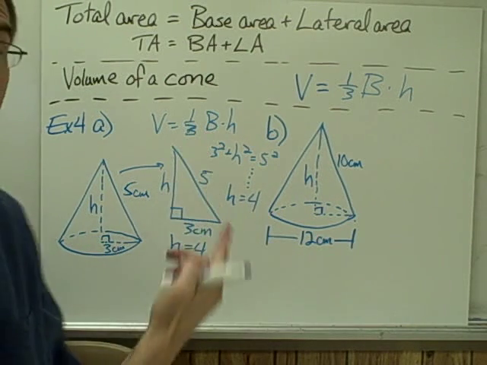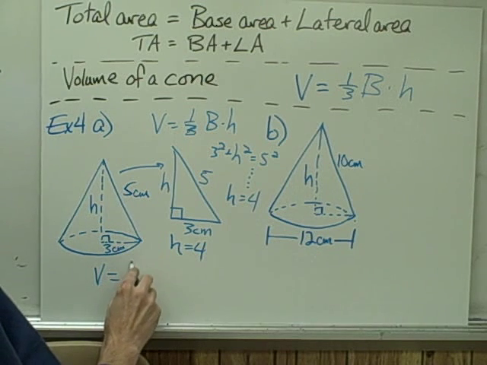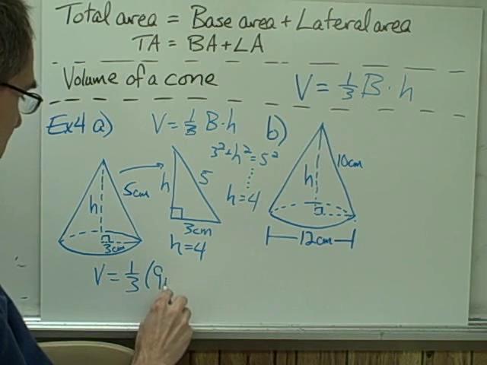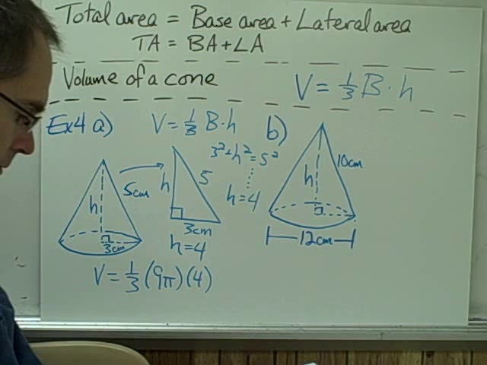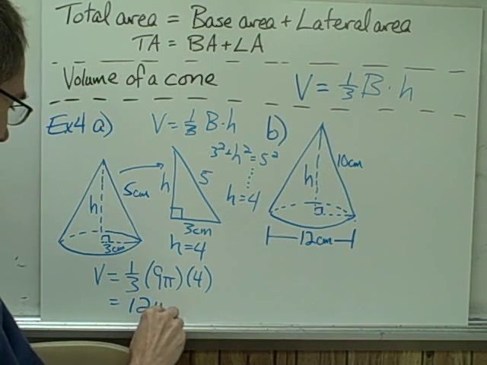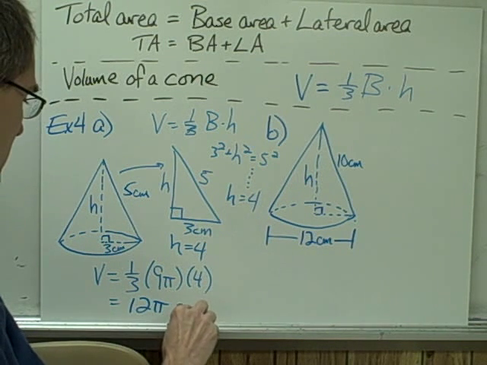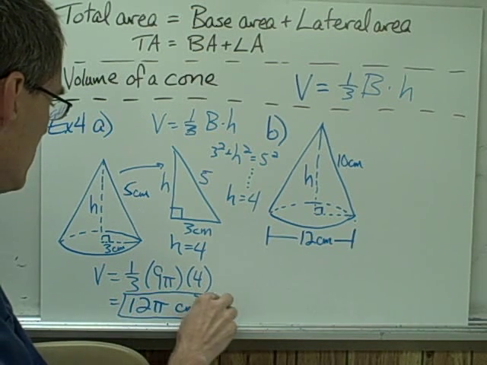I know the area of my base because I calculated the base area back in example 1. So I can calculate the volume. 1/3, my base area was 9 pi, my height is 4. And that gives me 12 pi. And this is volume, so I've got cubic centimeters.